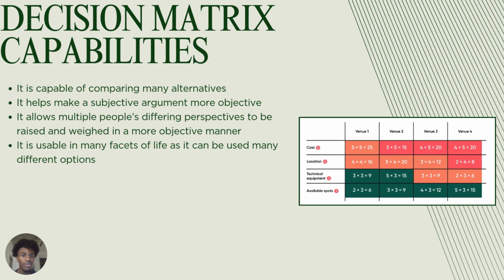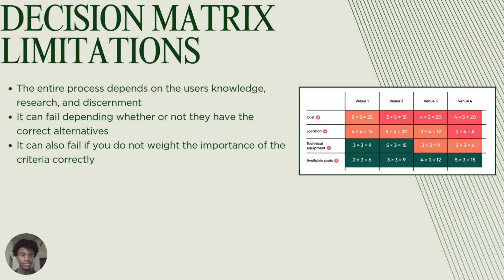Capabilities. It is capable of comparing many alternatives. It helps to make a subjective argument more objective and allows multiple people's differing perspectives to be raised and weighed in a more objective manner. It is usable in many facets of life and can be used for many different options, such as work, which car I'm going to buy, lots of different things.